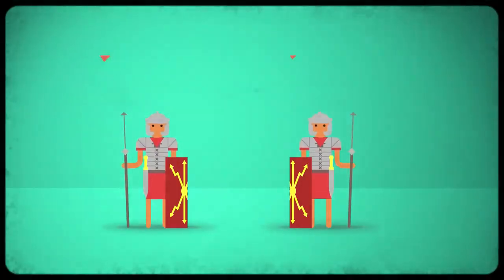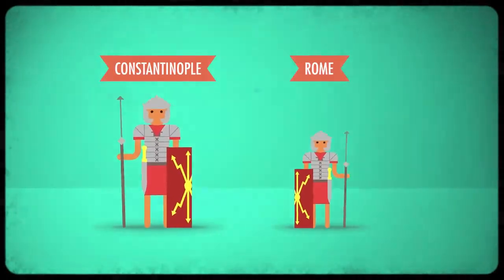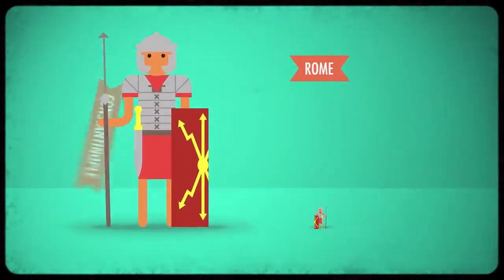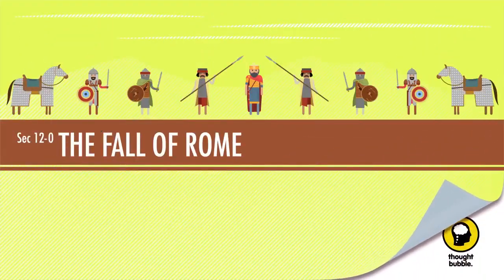To give you a sense of how dramatic this shift was, by the 4th century CE, Constantinople's population had soared while Rome's had gone from 500,000 to 80,000. And although the Byzantines spoke Greek, not Latin, they considered themselves Romans, and if they did, we probably should too. Let's go to the thought bubble.